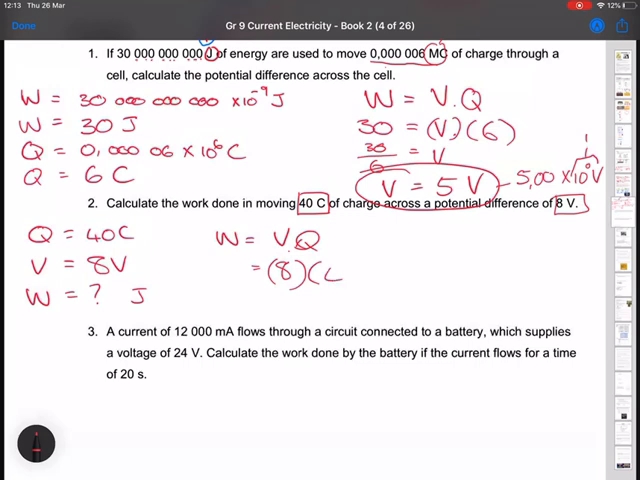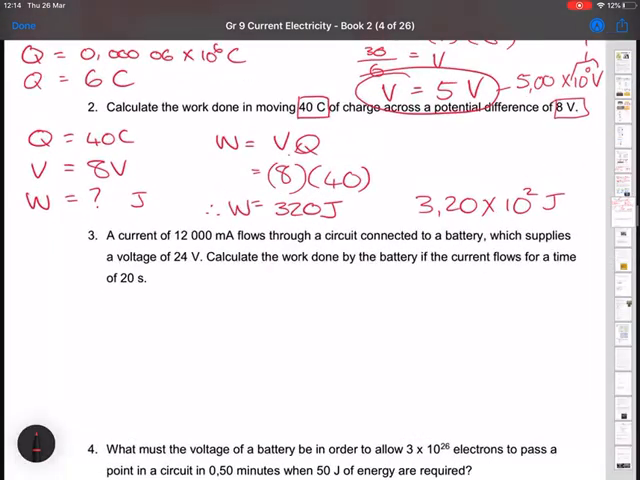VQ, and V was 8, Q was 40. And 8 times 40 is 320 joules. Therefore, the work done is 320 joules. If your calculator was in scientific notation, it would have been 3,0 times 10 to the power of 2 joules. Remember, 2 decimals if you're working in scientific notation.